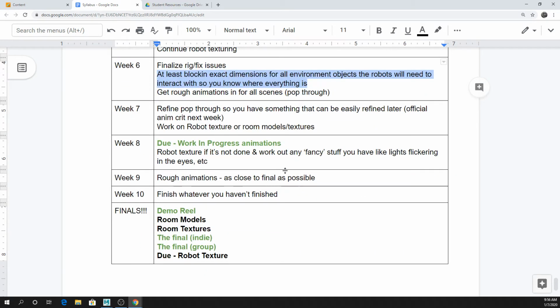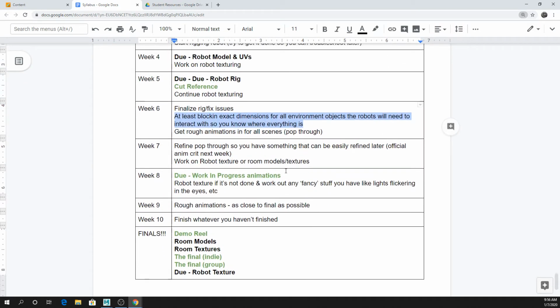So that is pretty much the syllabus. Are there any questions on that before I go more specifically into what the final is?